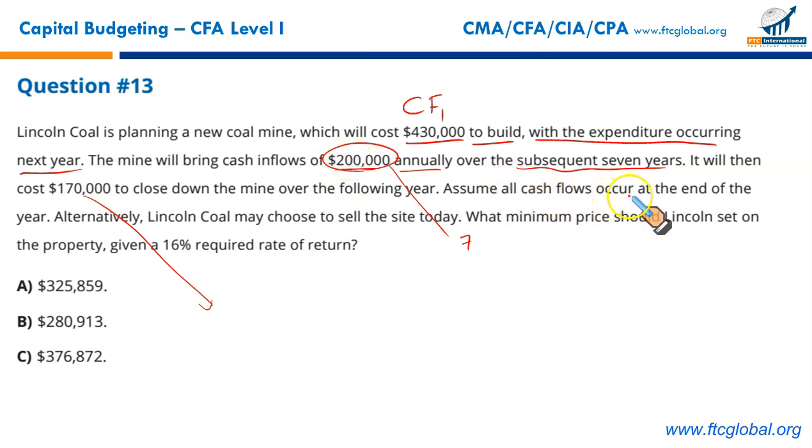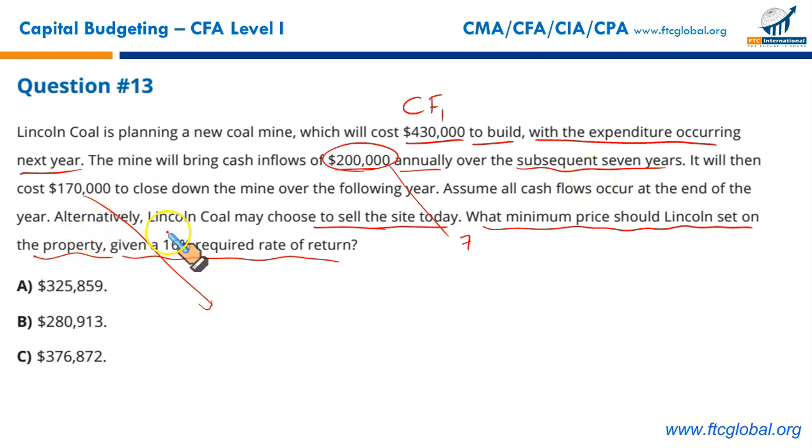Assume all cash flows occur at the end of the year. Alternatively, Lincoln Coal may choose to close or to sell the site today. What minimum price should Lincoln set on the property given a 16% required rate of return? This is the investment at the end of year 1, CF1 outflow. This is what we will receive in the subsequent 7 years, and this is the outflow at the end of the project when the mine is over. Assuming all cash flows occur at the end of the year, this is the normal assumption in NPV computations.